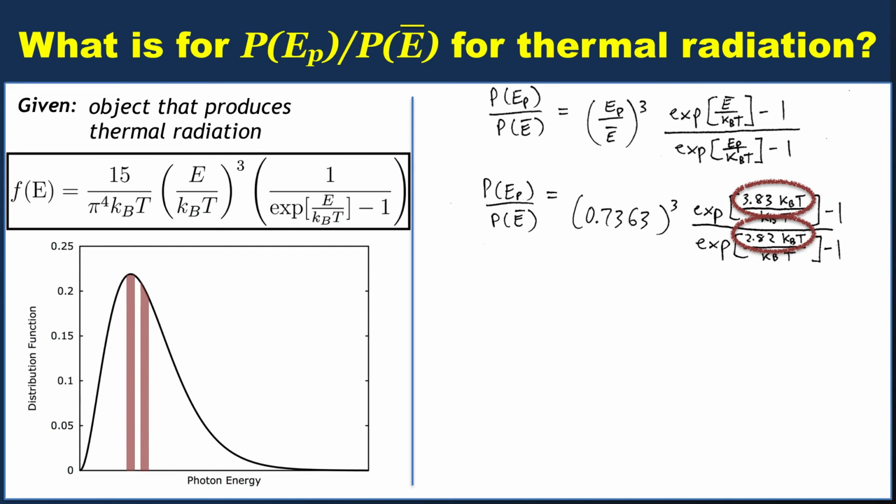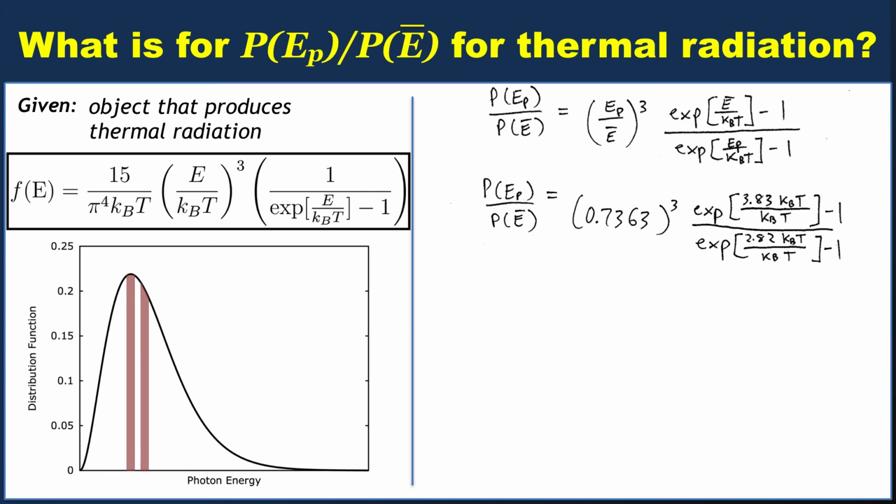That's nice for a couple of reasons. One is that it tells us if we want the ratio of E_P to E bar, we have to take the ratio 2.82 to 3.83. That's where I get this 0.7363. It also tells us that since the quantities in the exponentials are in terms of kT, they're also getting divided by kT. That's great. So we actually don't need to know the temperature of the system to do this calculation. All the T's factor out.